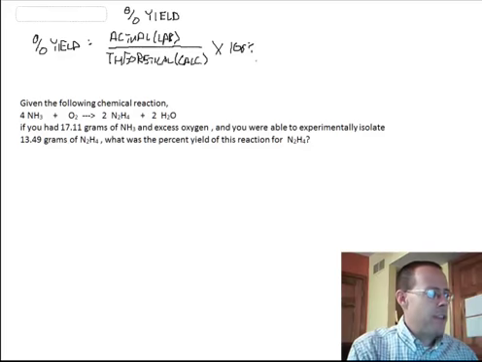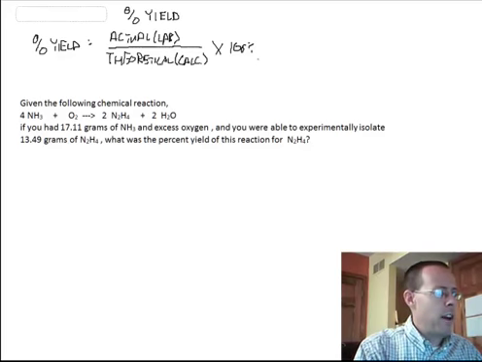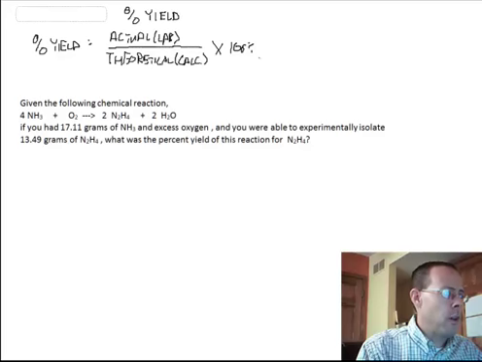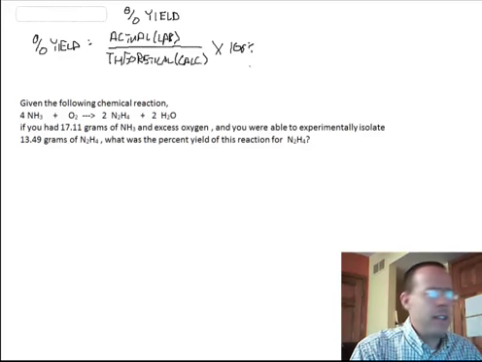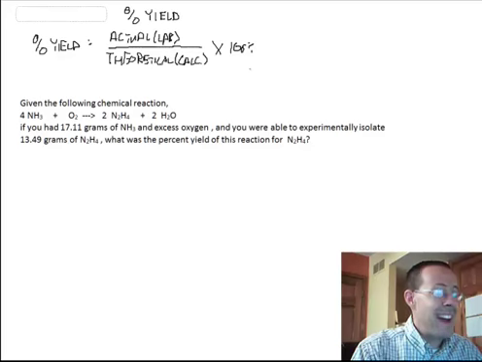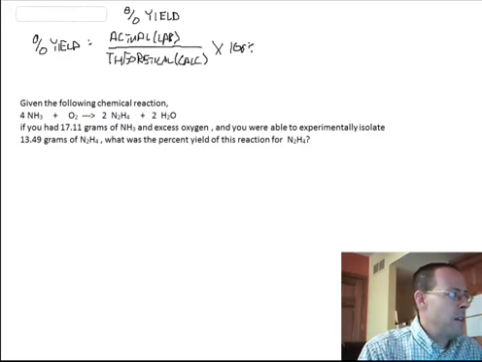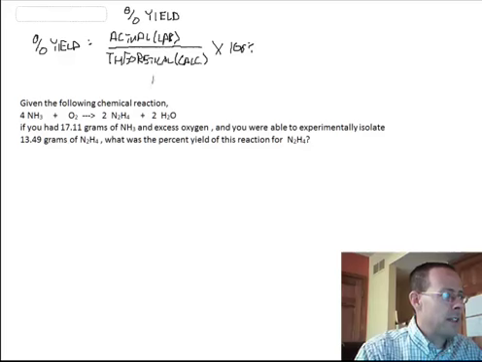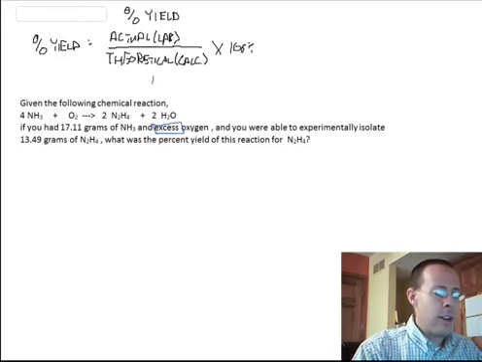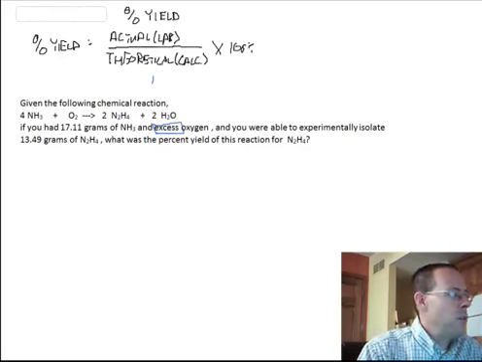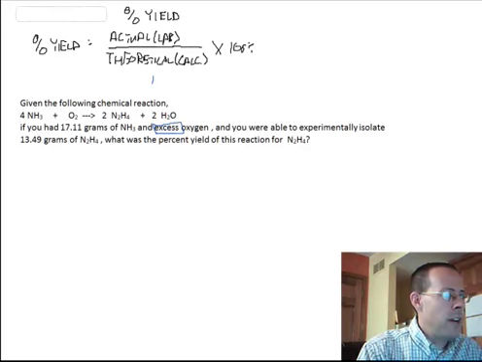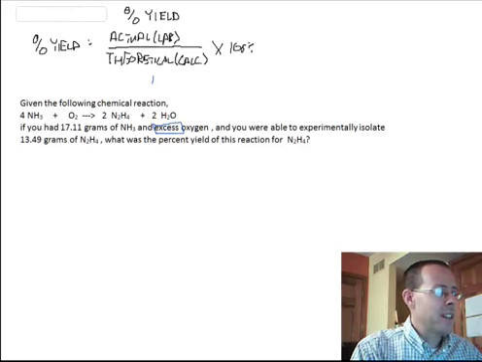Given the following chemical reaction, 4 moles of ammonia plus oxygen yields 2 moles of dinitrogen tetrahydride plus 2 moles of water. The question states, if you had 17.11 grams of ammonia and excess oxygen. Notice, this is a big hint. It tells us that our oxygen is excess. So if it is excess, then ammonia is limiting. Limiting tells us how much we can make. So if we have 17.11 grams of ammonia, and you are able to experimentally isolate 13.49 grams of N2H4, what was the percent yield for this reaction?